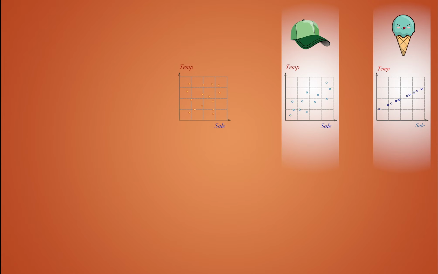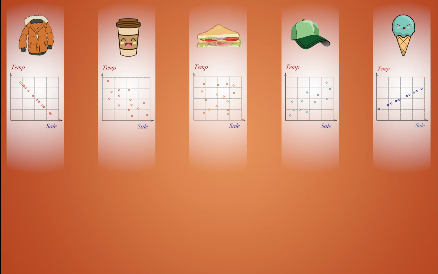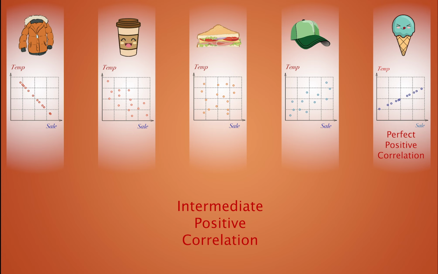Now let's go back and examine the 5 graphs we drew side by side and compare their correlations. About ice cream, when the temperature goes up, the amount of sales goes up strongly, nearly a straight line. So we call it strong positive correlation or perfect positive correlation. About hats, when the temperature goes up, the amount of sales goes up, but not too strongly. So we call it intermediate positive correlation.